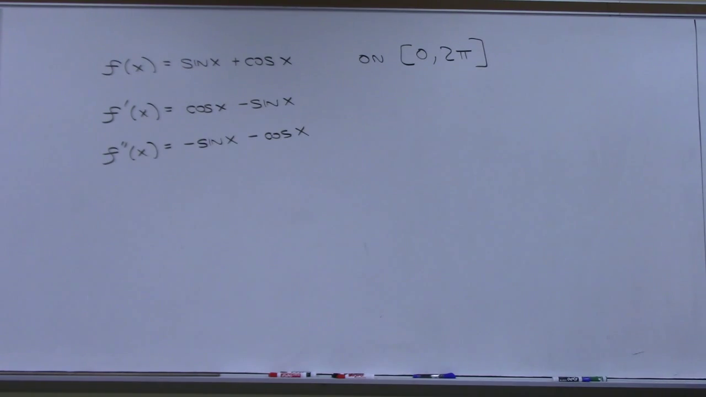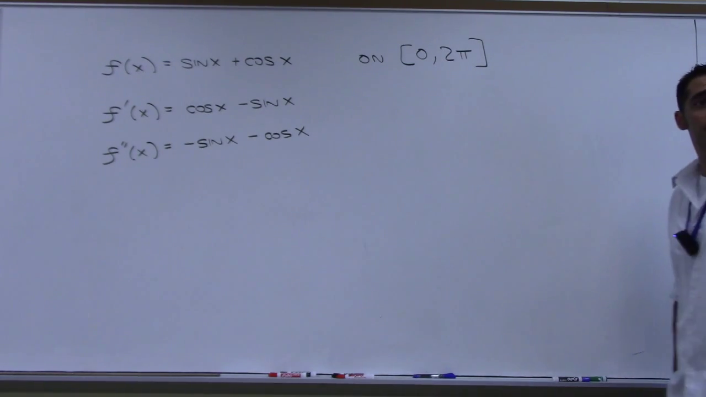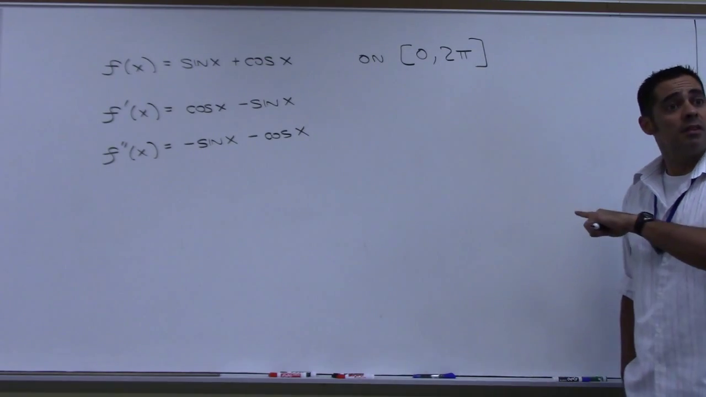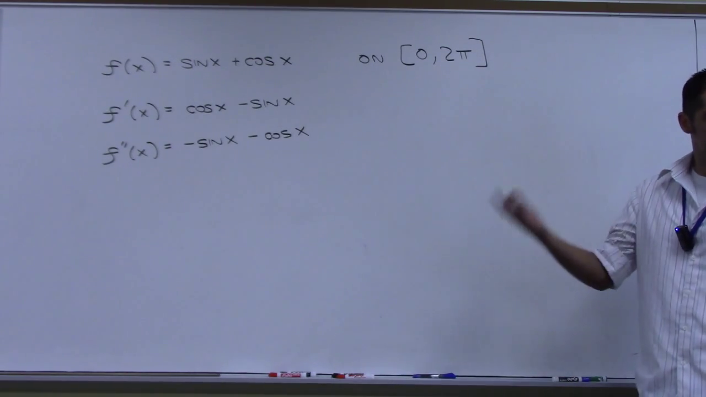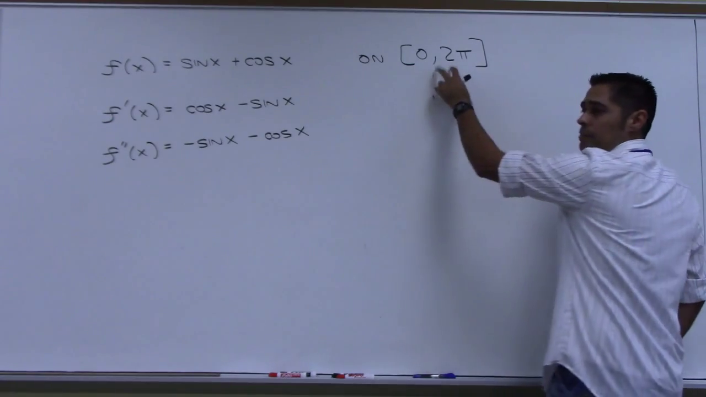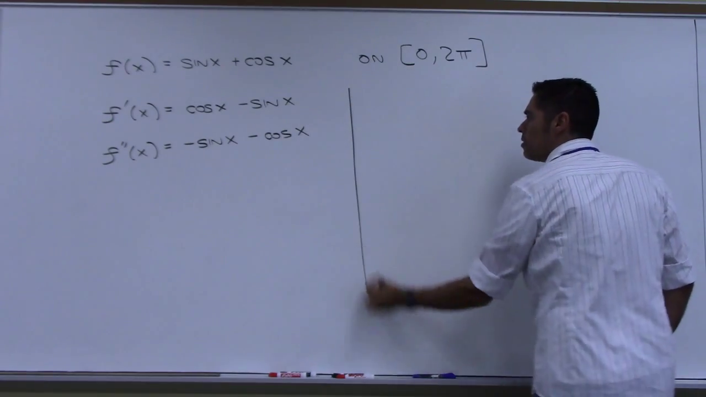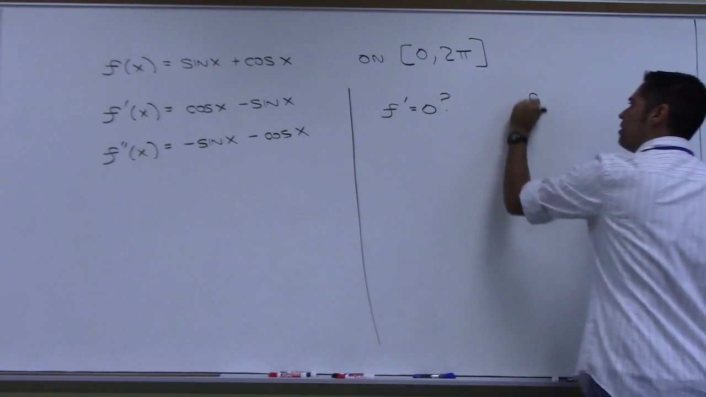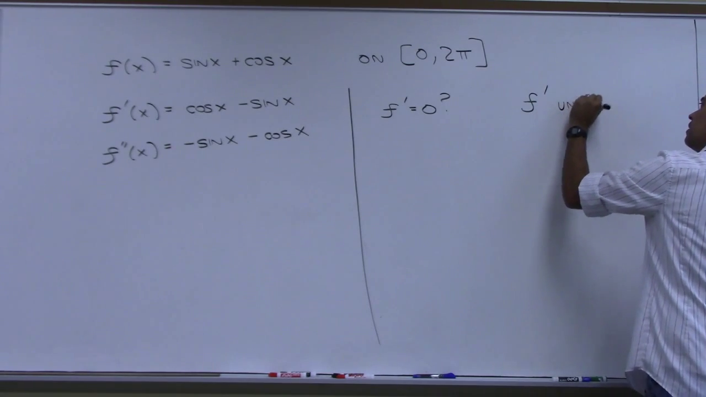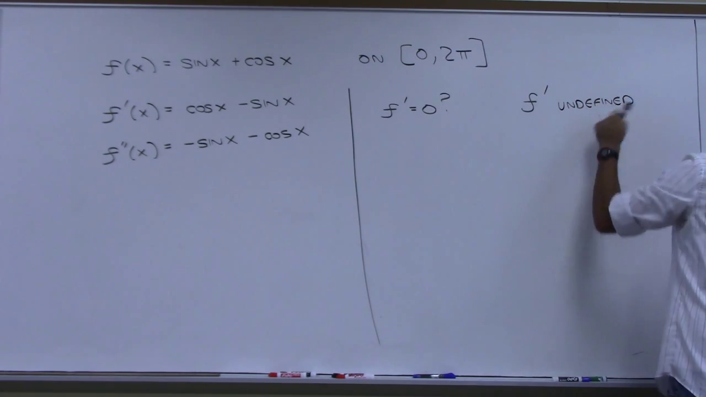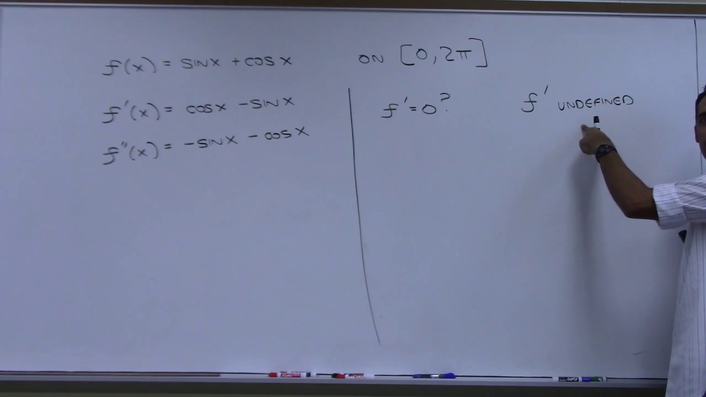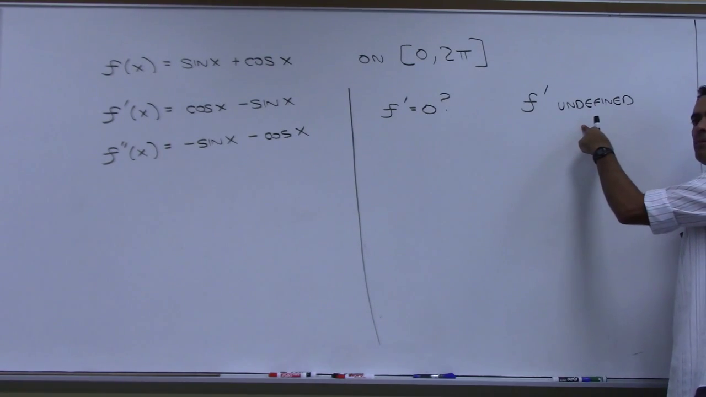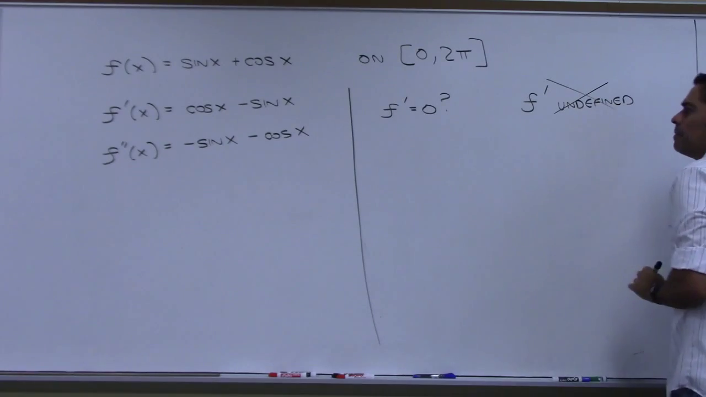To figure out where my function's going up and where it's going down, I'm going to have to figure out where the first derivative is 0 and undefined if possible. Put those numbers on a number line, test some points. So first of all, when is the first derivative equal to 0? When does the first derivative not exist? Undefined. That's not going to happen, so we don't have to worry about that.